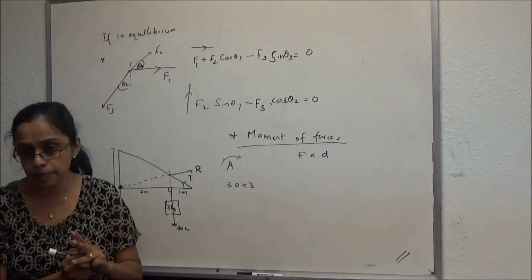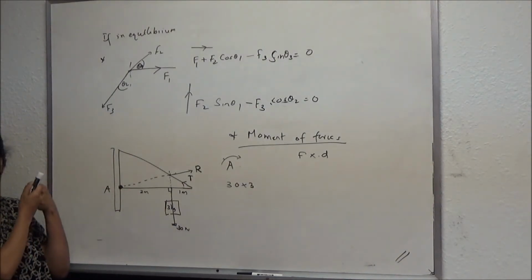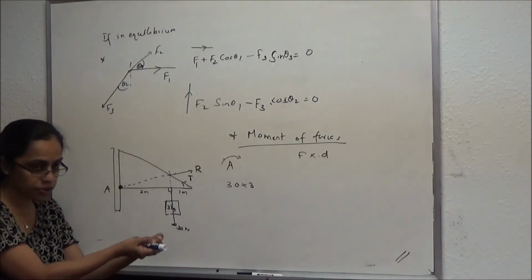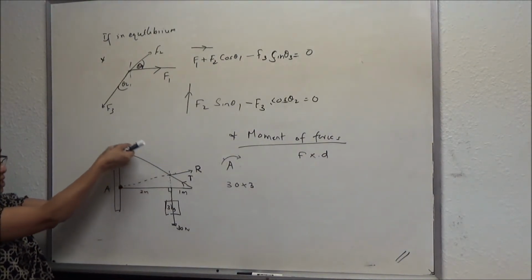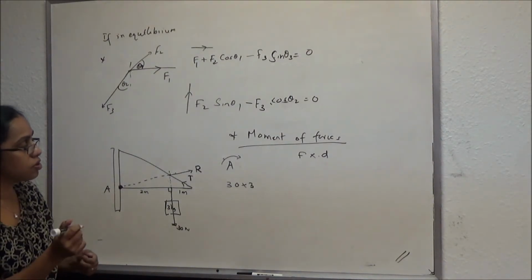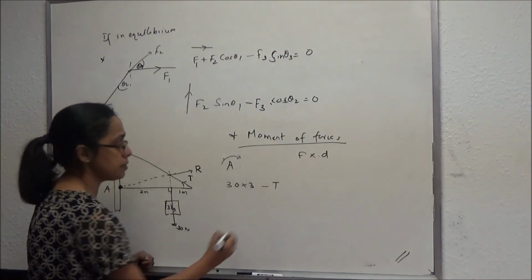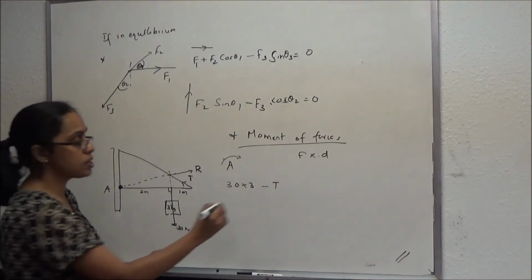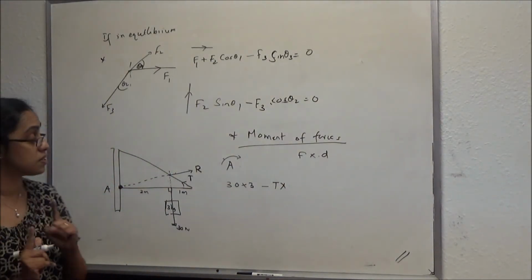Now take T. Pull it towards A. What would be the direction? Would it be clockwise or anti-clockwise? Pull it towards A. Anti-clockwise? Yeah. So it should be negative. You're right. T equals T into, now the perpendicular distance.